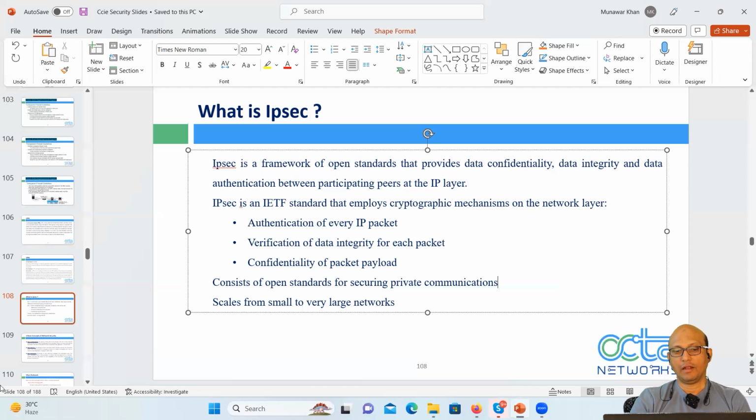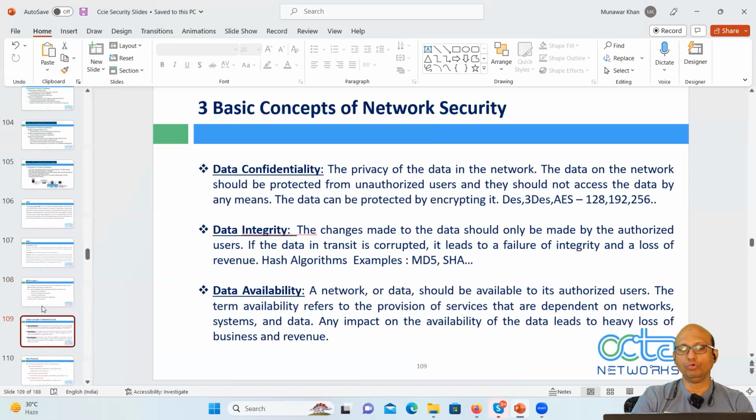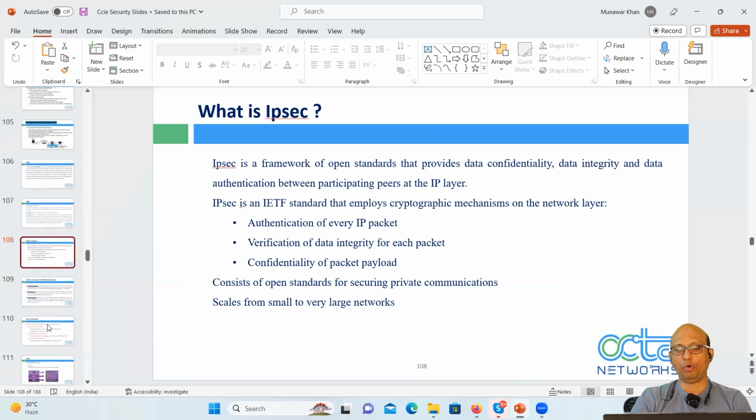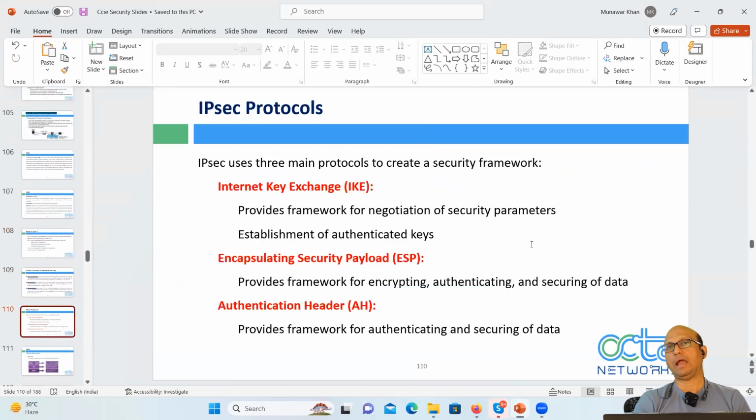So now, who is going to do it? I told you IPsec. But again, IPsec is a suite of protocols. Suite means a bunch, a bundle of protocols. There are sub protocols which are working under IPsec. So I hope you understood the flow.